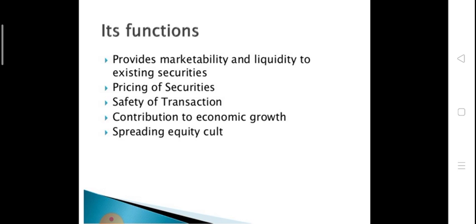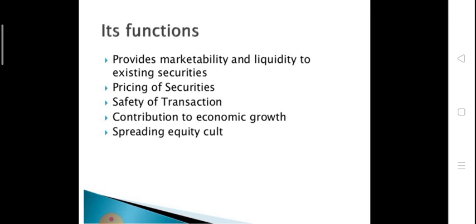Now what are its functions? So what is the function of the secondary market, or we can say the stock exchange? It provides marketability, meaning it provides a market where we sell and purchase our securities, and liquidity to existing securities. It also provides us liquidity if we want to sell our products. As a shareholder, if I want to sell my securities and want money, I can easily sell them in a stock exchange.